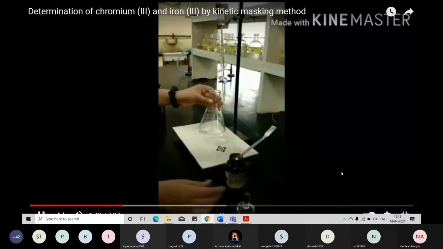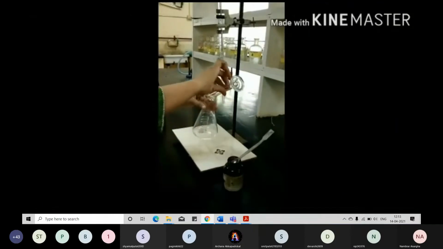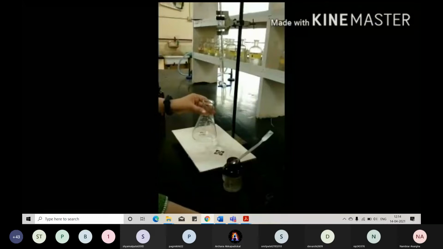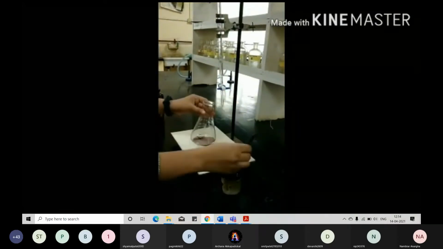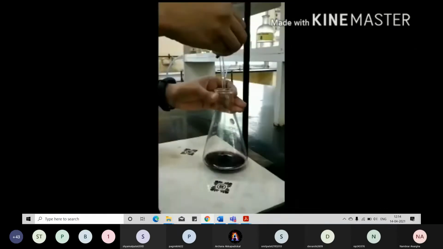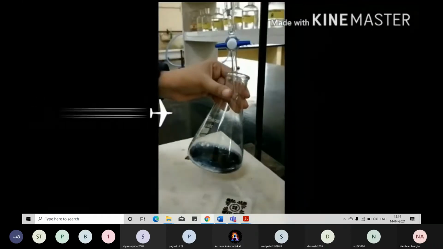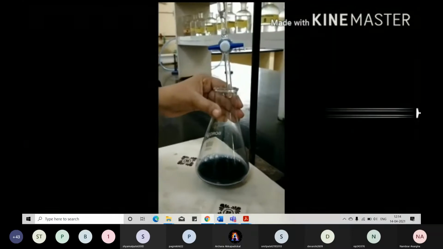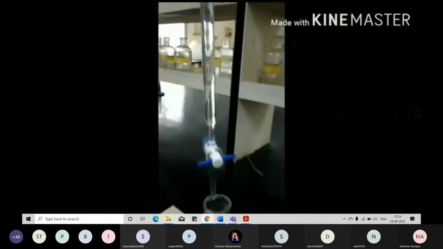For the standardization of EDTA solution, take the EDTA solution in the burette and pipette out 10 ml of the zinc sulfate solution in a conical flask. To that, add 3 ml of buffer solution of pH 10 and Eriochrome Black T indicator. Shake the solution and titrate it against the EDTA solution till the color changes from wine red to blue. Note down the burette reading and repeat the experiment until you get the concordant values.